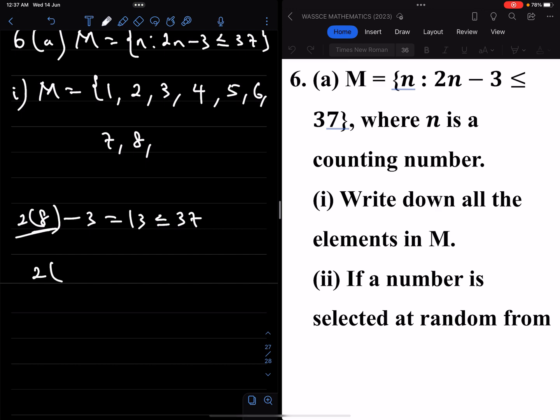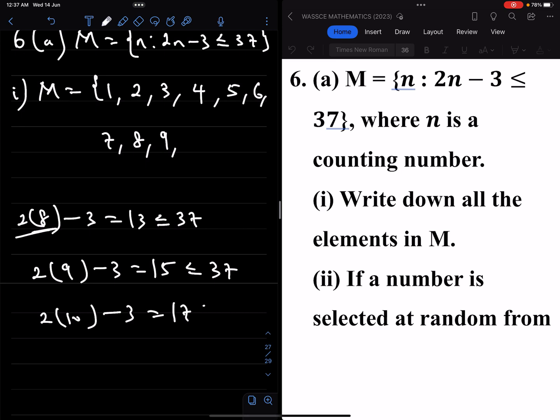If we go to 9, 2 times 9 minus 3 is equal to 18 minus 3, which is 15. That satisfies the condition less than or equal to 37. That means 9 is also an element of the set M. We go to 10. 2 times 10 minus 3 is equal to 20 minus 3, which is 17. That also satisfies the condition, so 10 is also an element of M.